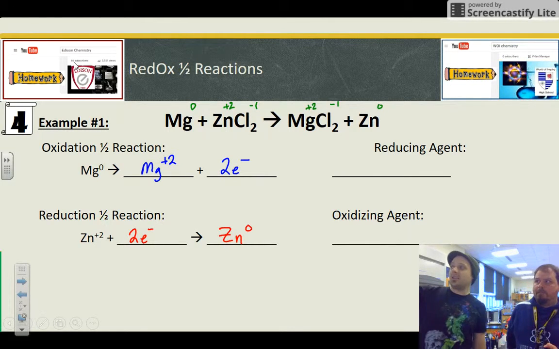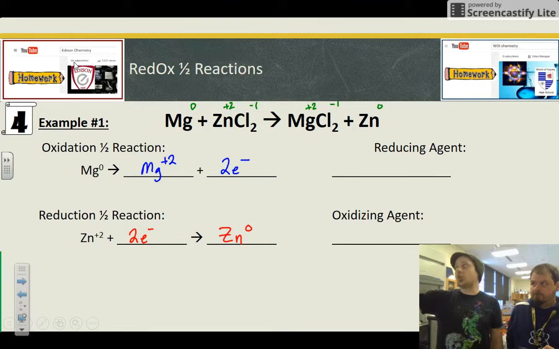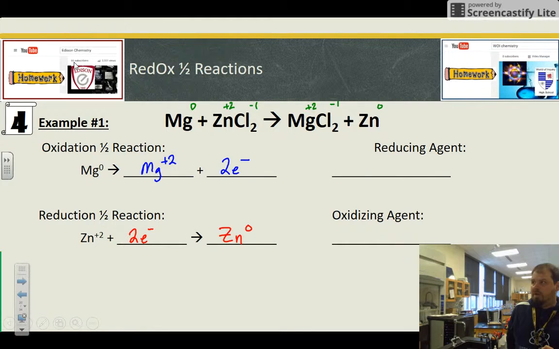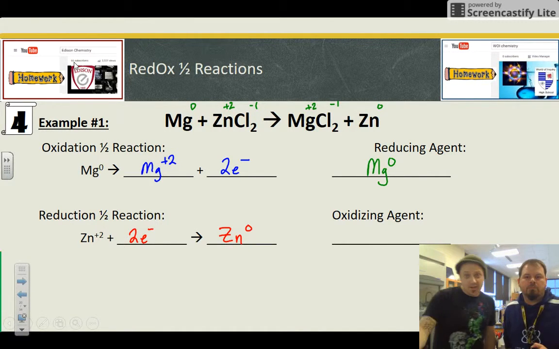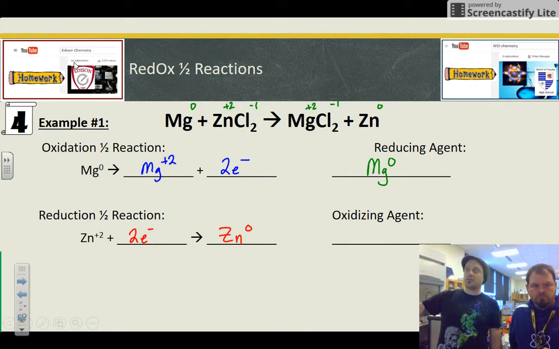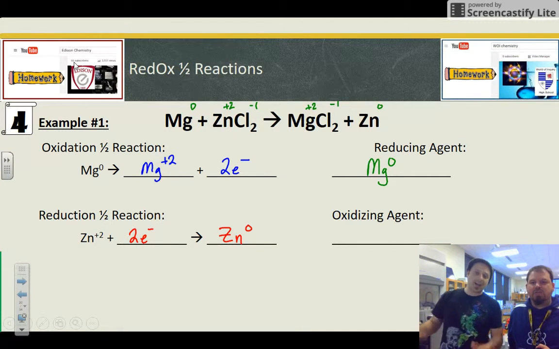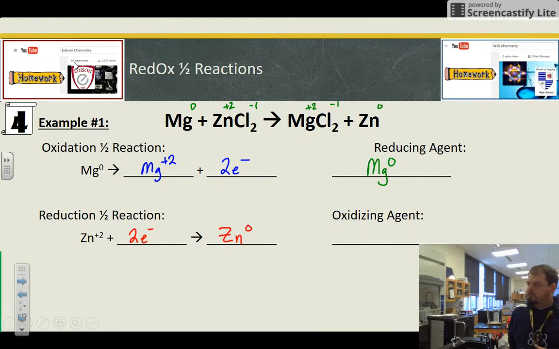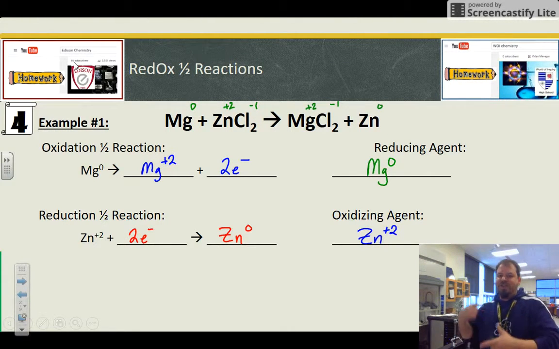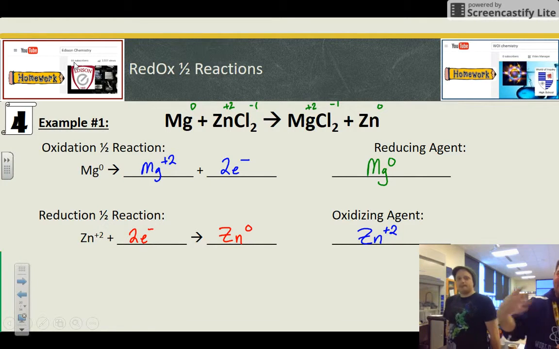So I look now. I say magnesium lost electrons, and oxidation is losing electrons. So that means it's the reducing agent. So I will say that Mg0 is the reducing agent. And now I look at the other half reaction. Zinc picked up 2 electrons. Reduction is gaining electrons. So that was reduced, which makes Zn+2 the oxidizing agent. Don't be tripped up if the oxidizing and reducing agent order starts switching on you. We don't want you to get into a pattern.